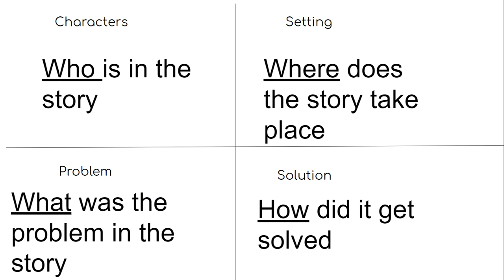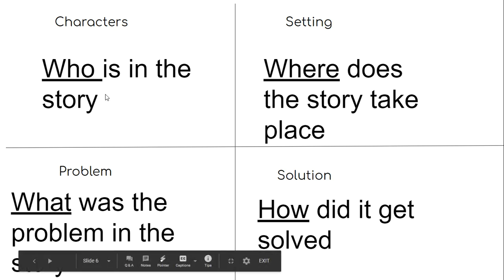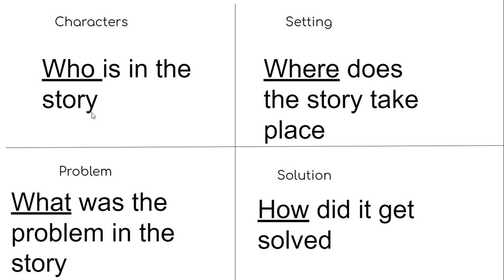So when you're talking about character, setting, problem, and solution, you're more likely to draw a T-chart like you see here. First, you label it characters, and then this is where you would write who is in the story. It could be one character, it could be many characters.